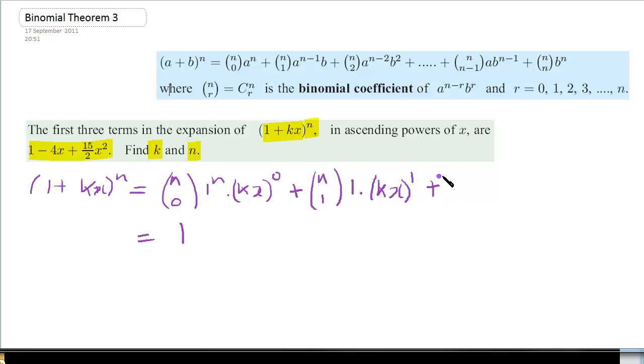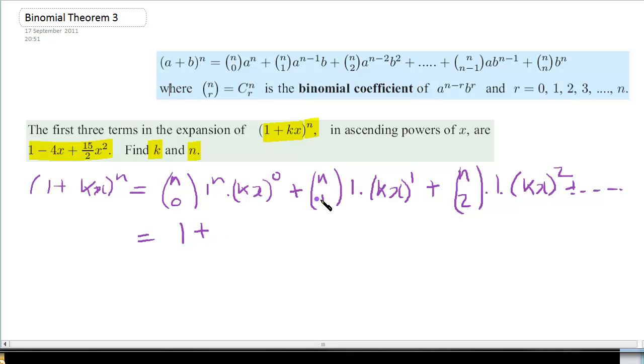And now we need to get the x squared term: nC2 of 1 to the n minus 2 times kx all squared. 1 to the n minus 2 is still going to be 1, any 1 to the power of anything is always 1. Plus, you've got other terms going on, but we're not interested in them because we're just trying to find k and n. So let's work out what this bit gives us.